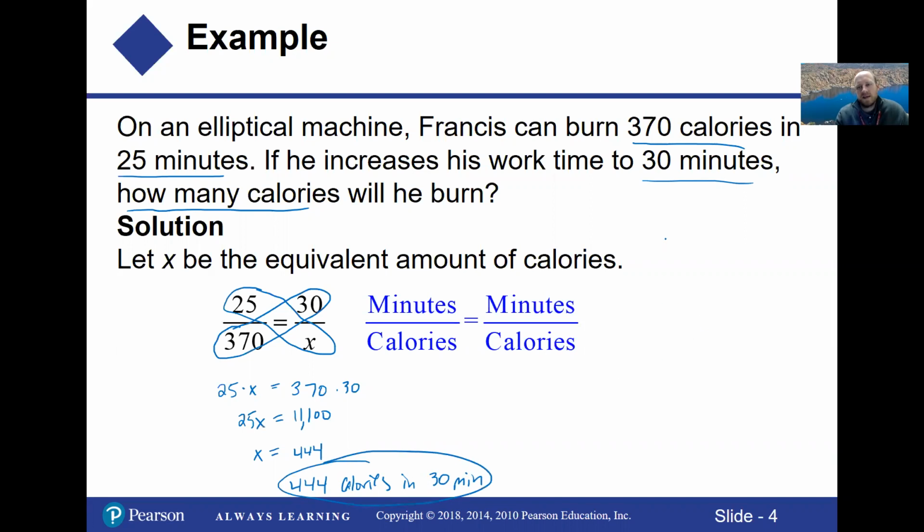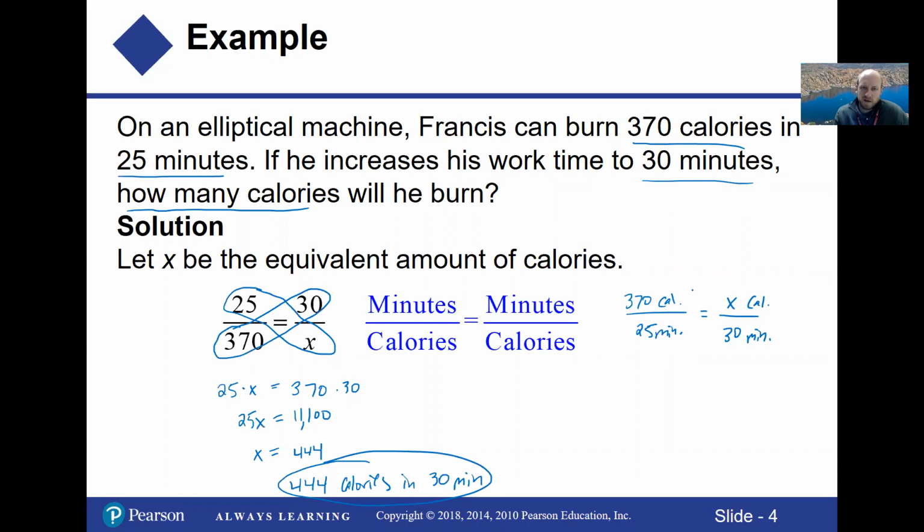Now, another way that you can set it up, and probably the way that I would have done, is just taking the ratio that they gave you in the question: 370 calories over the 25 minutes. When we set it equal, we have to make sure they have the same label. He increases his work time to 30 minutes, so the 30 minutes goes on the bottom, and X calories goes on the top. When we cross multiply, we're still taking 370 times 30, just like we did over here, and we're still taking 25 times X. So that's going to work.